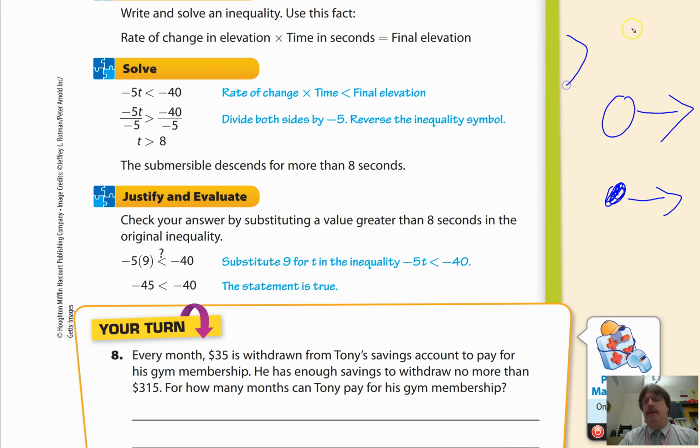Again, this would be for greater than, this would be for less than. This would be for greater than or equal to, less than or equal to, and that's what you look for there.